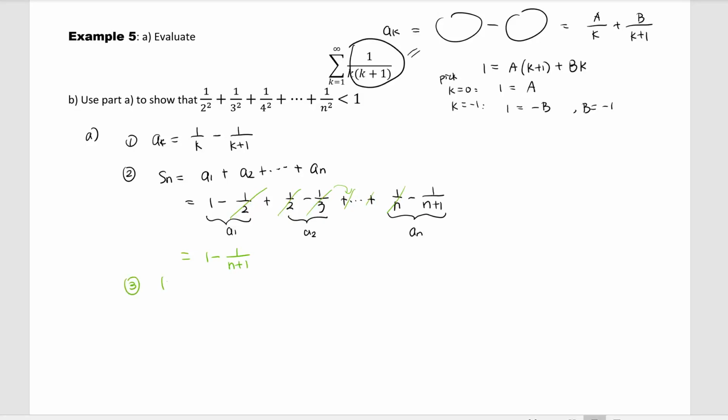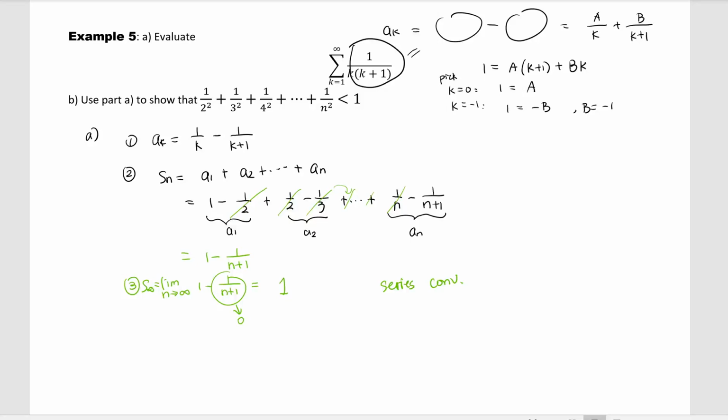Great, because the third step, when we let n go to infinity, we get 1 minus 1 over n plus 1. So the 1 over n plus 1 will actually go to 0. So this guy goes to 1. Wow! The series converges, and it converges to 1. Okay? Let's see here. That is part A. So we actually find that the series converges to 1.